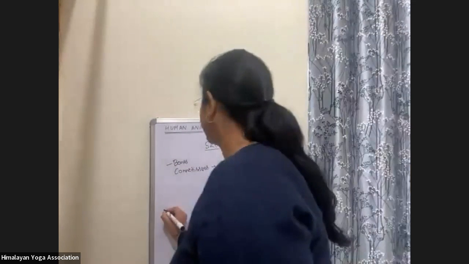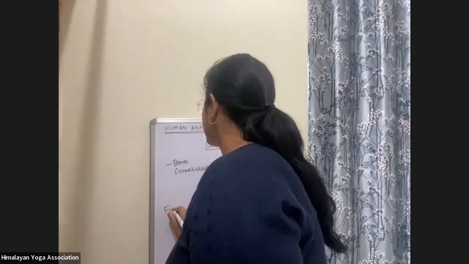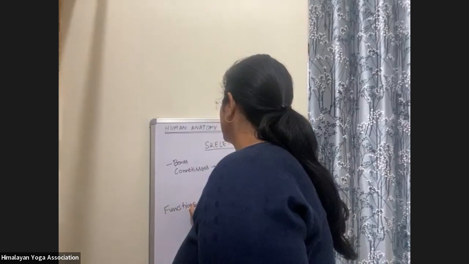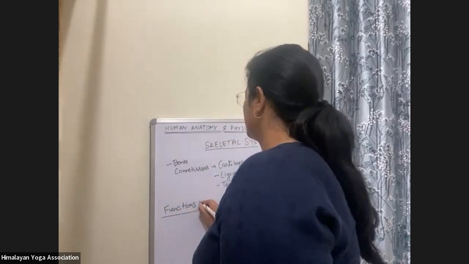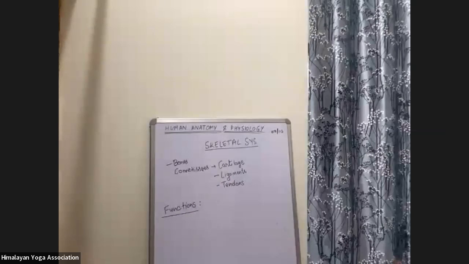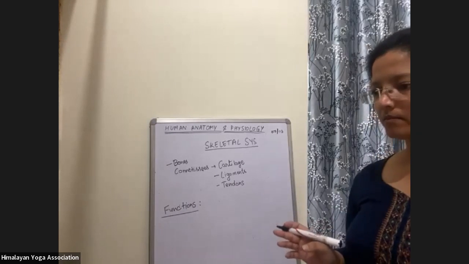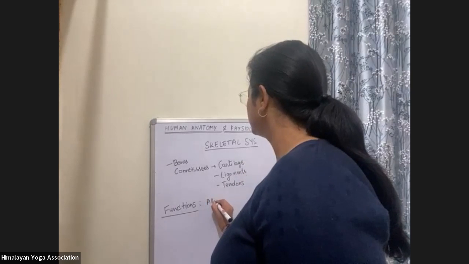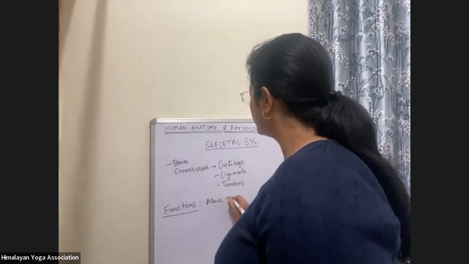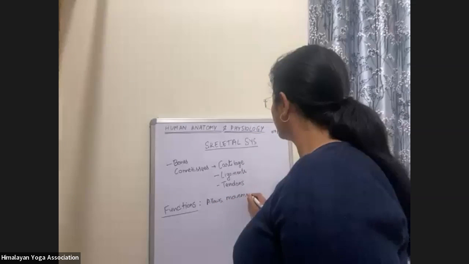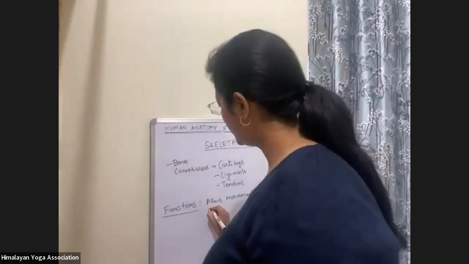Okay. So, what are the functions of skeletal system? What does it do? Allows movement. It stabilizes the body.